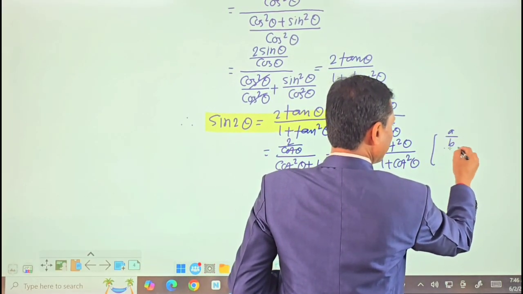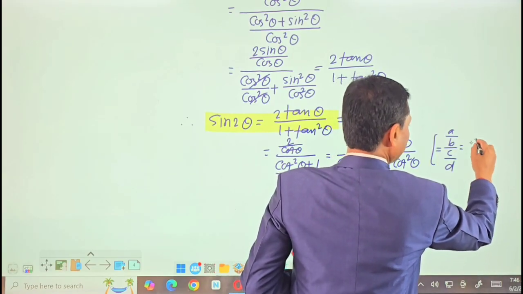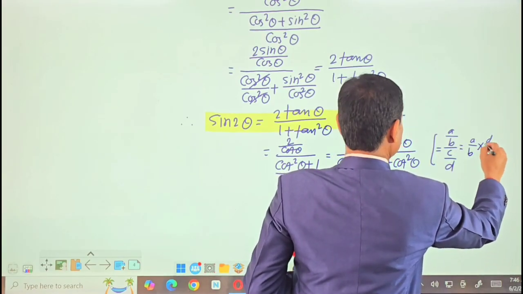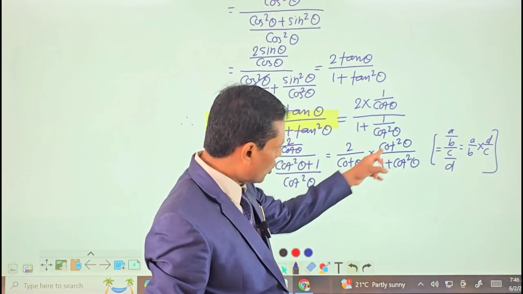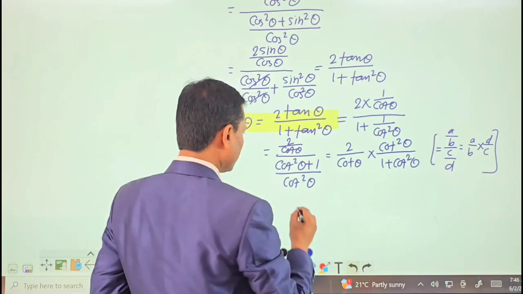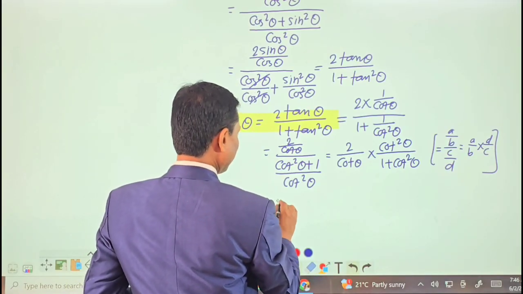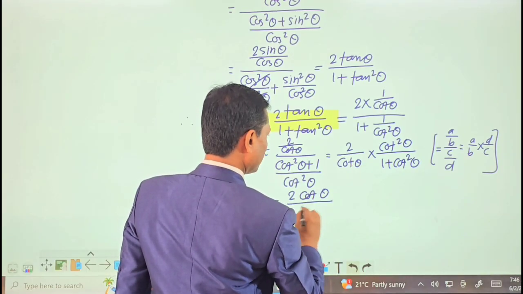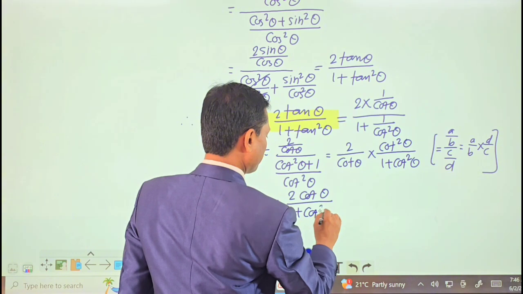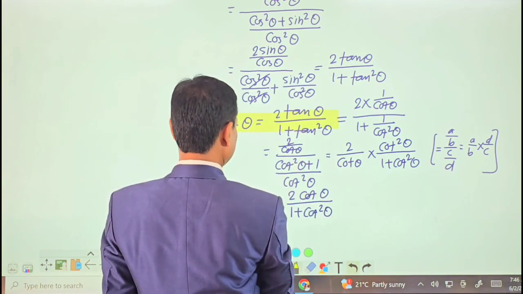Because a by b over c by d, if this equals, then we can write a by b into d by c. That's the technique. Now we can cut one cot theta, up and down, and then we have another formula of sin 2 theta, that is 2 cot theta over 1 plus cot square theta. Isn't that another formula? So not to forget that.